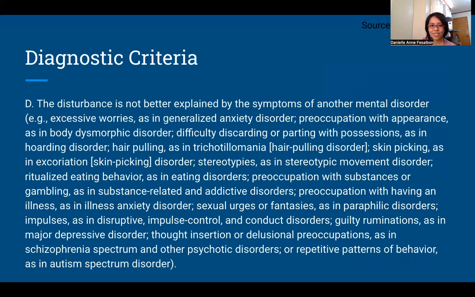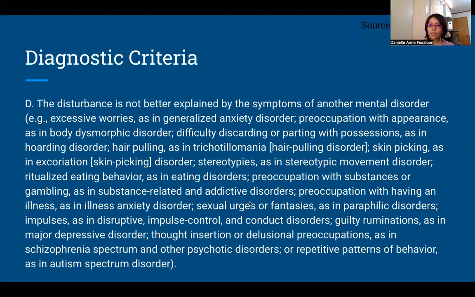And then the last criterion is actually very long, but this is just saying that the disturbance is not better explained by the symptoms of another mental disorder. So like generalized anxiety disorder or body dysmorphic disorder. So that's why it's very important that whenever we try to diagnose someone with OCD, we have to rule out other disorders that are somehow similar, with people who have obsessions and compulsions. So like here, an example is that they may be preoccupied with their appearance, as in body dysmorphic disorder. So we have to rule out that someone who has a preoccupation with appearance may not actually be someone with OCD, but it might be body dysmorphic disorder.